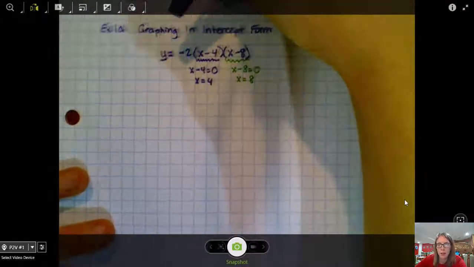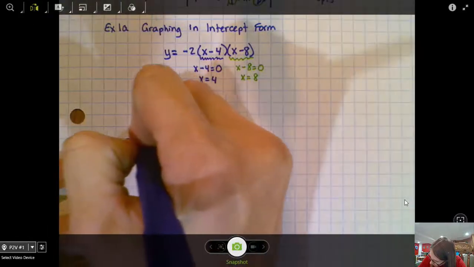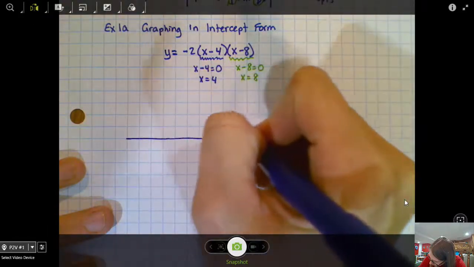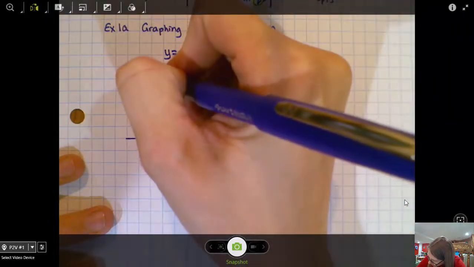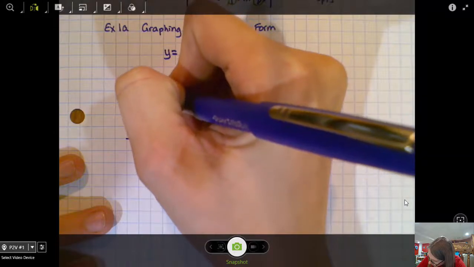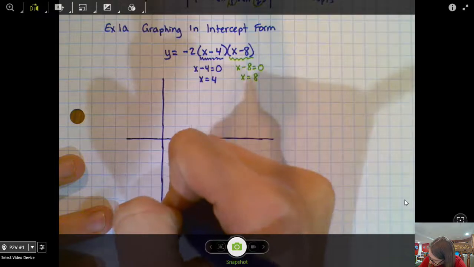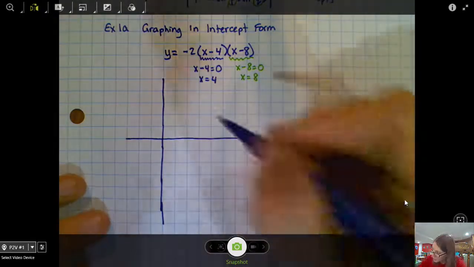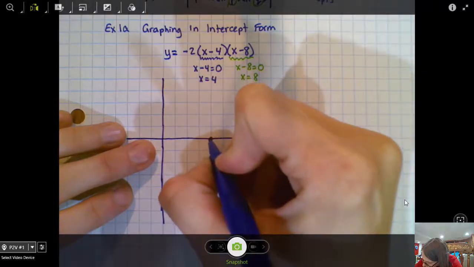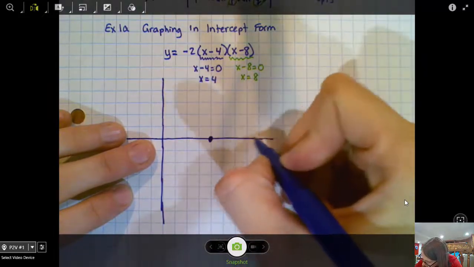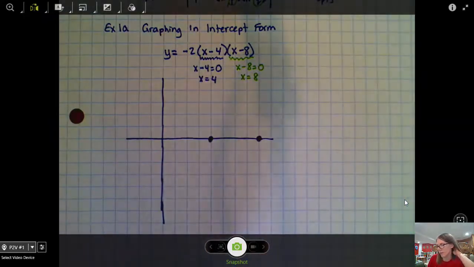So at this point, let's go to our graph. And we won't need to go very far to the left, but since we have to go all the way out to 8 on our x-axis, we'll need a little bit there. Okay, let's plot our x-intercepts at 4 and at 8. And then we'll pause and think for a second.